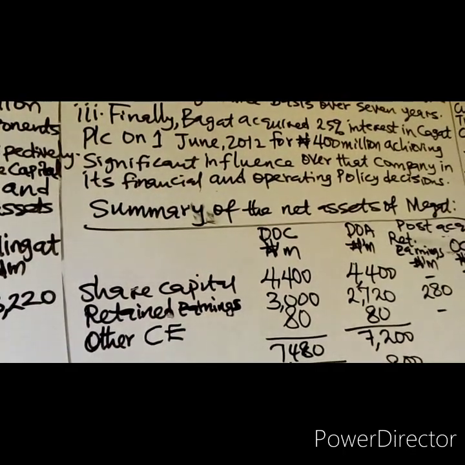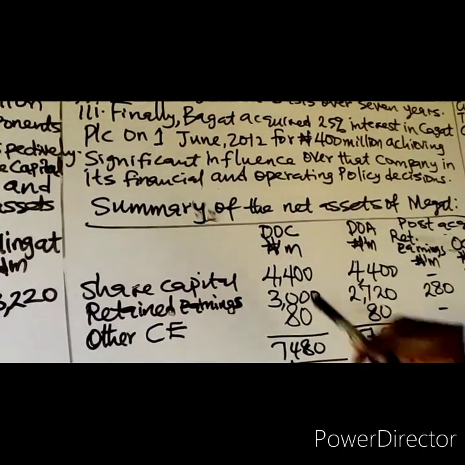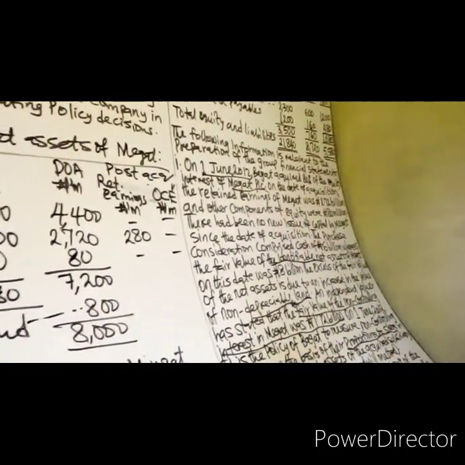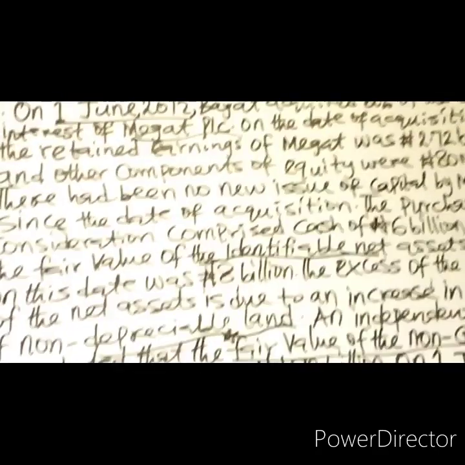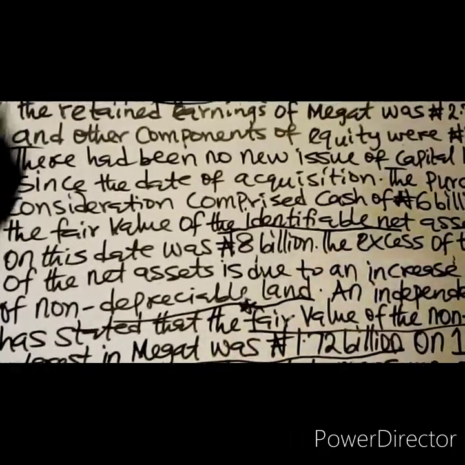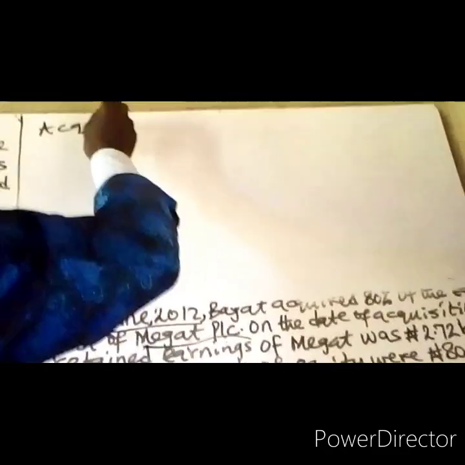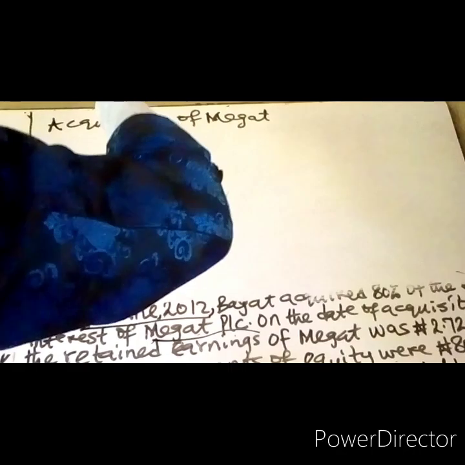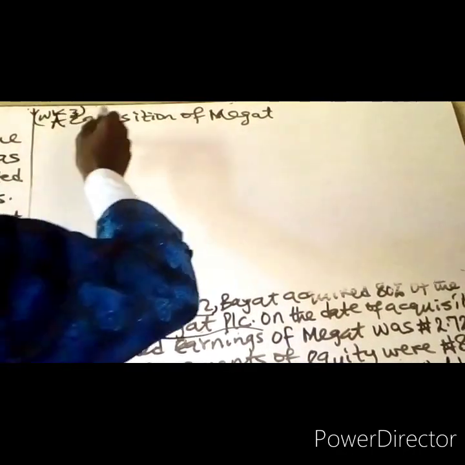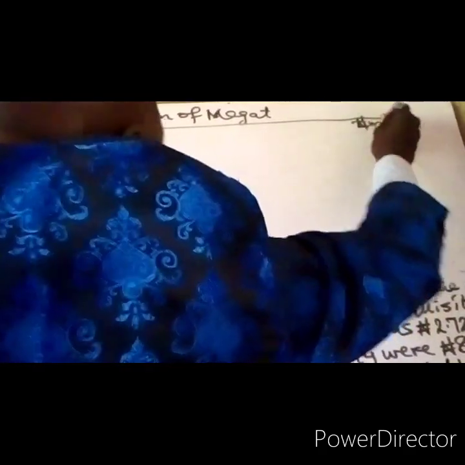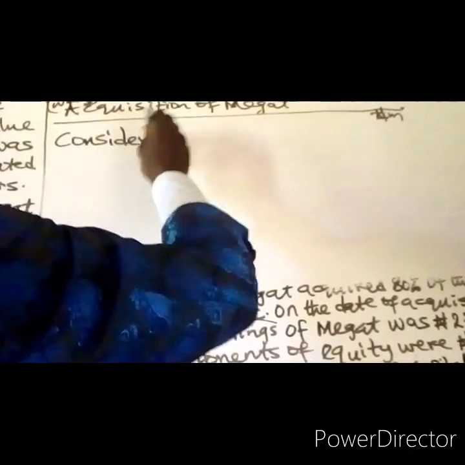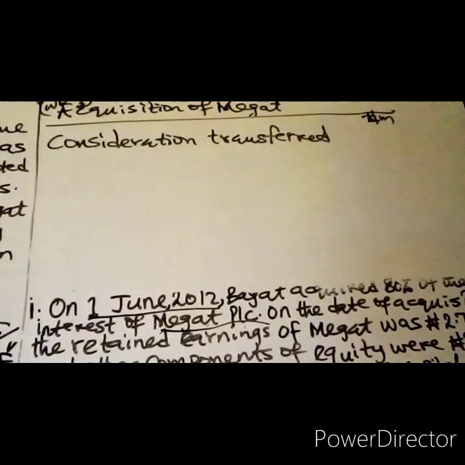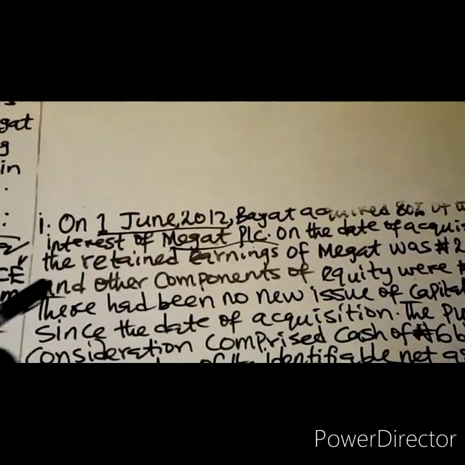Now, we want to determine the value of goodwill on acquisition of the first entity, which is Megat. The value of goodwill on acquisition of Megat. Let us have this as working 3. For goodwill, we have consideration transferred, that is the purchase consideration transferred. You check the information about the acquisition of Megat.